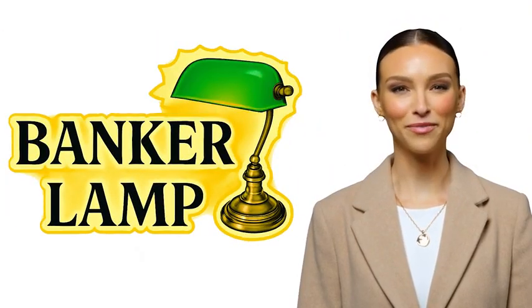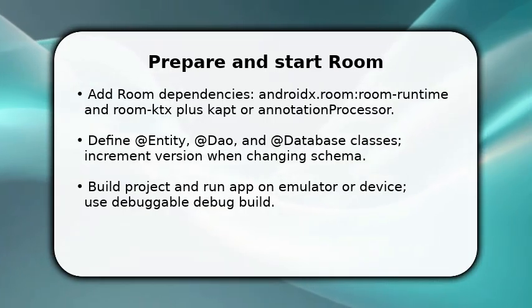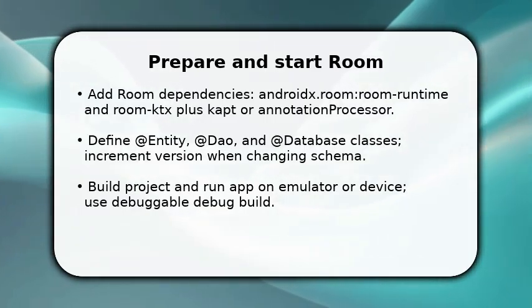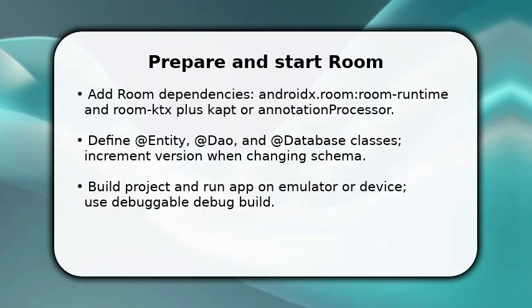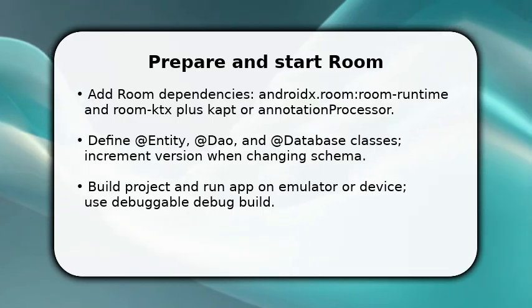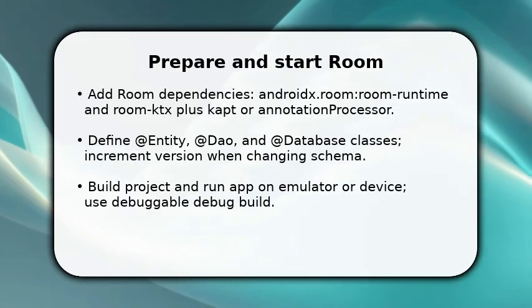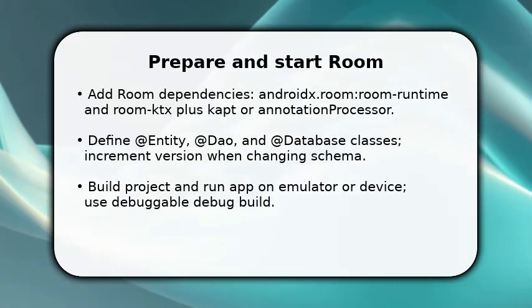Please enjoy the video. You start by ensuring Room is compiled into your app and the schema exists. Once dependencies are added and entities plus DAOs are defined, build the project so generated code appears. Make sure you run the debug build on an emulator or physical device. The database inspector only shows debuggable processes.